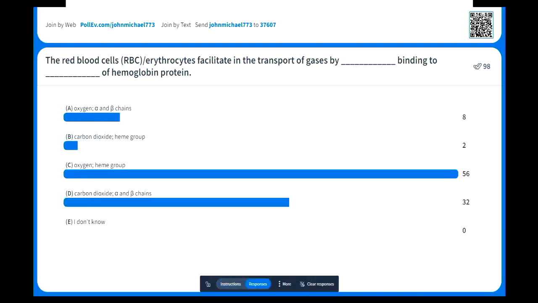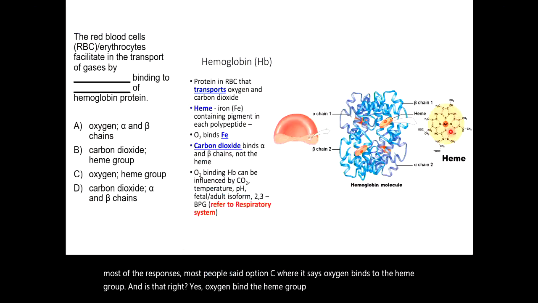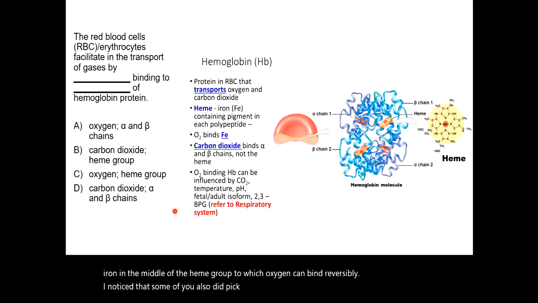All right. So when you look at most of the responses, most people said option C, where it says oxygen binds to the heme group. And is that right? Yes. Oxygen binding to the heme group is correct, because you have the iron in the middle of the heme group to which oxygen can bind reversibly. I noticed that some of you also did pick option D, where carbon dioxide binds to the alpha and beta chains, and that is correct as well.